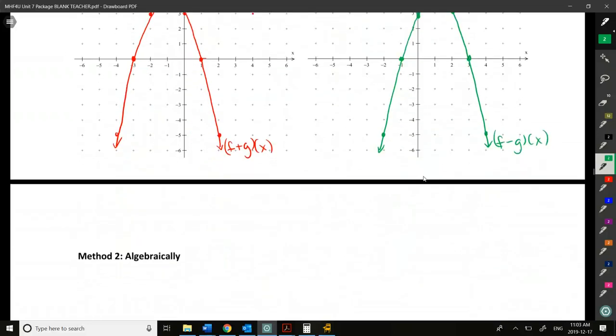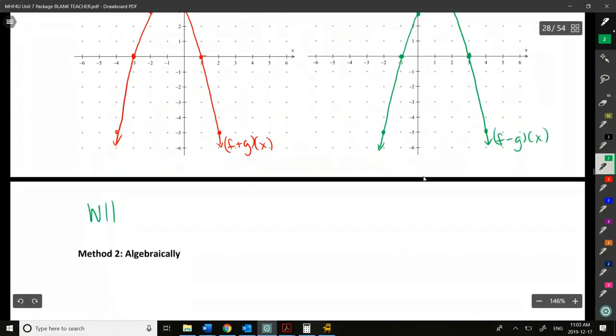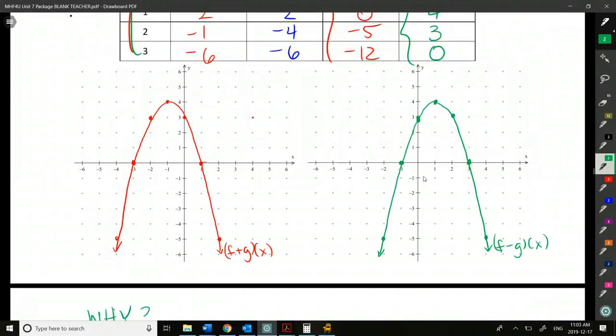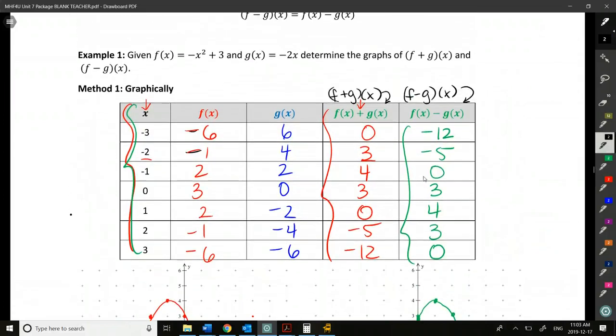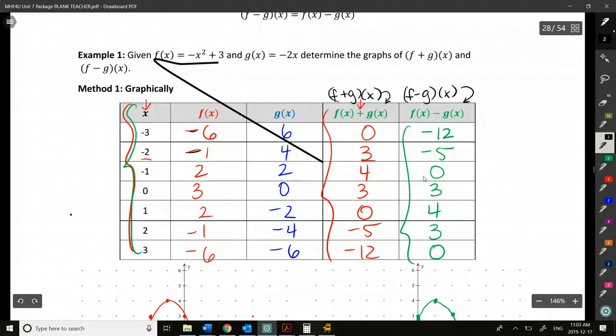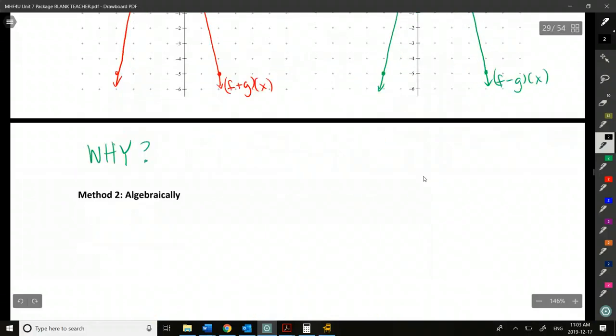Okay, so here's the next question. Why do the sums of those two functions and the differences of those two functions give us quadratics? Let's take a look at what's actually happening algebraically. So we'll take our function f at x, and we're going to do f at x plus g at x and see what happens here.